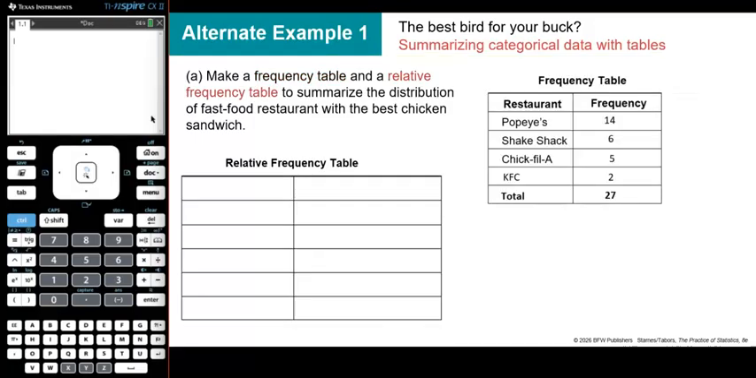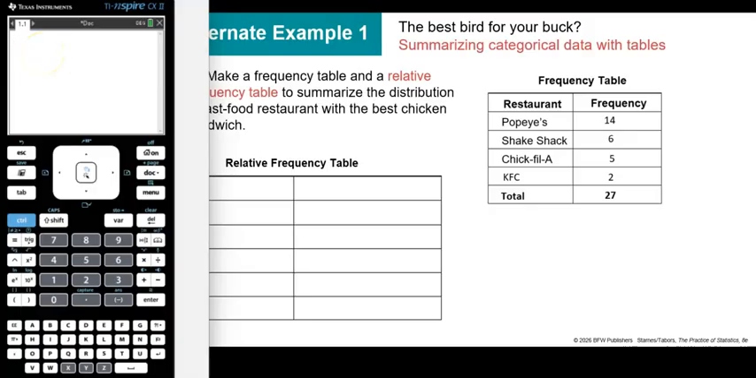So what's a relative frequency table? What you would do is get your calculator out. So I have my calculator over here. And you would type in Popeyes is 14 divided by 27. If you put a decimal point in the problem, it'll give you a decimal. The other way, if you don't have the decimal there, is hit Control Enter, and that gives you a decimal. So Control Enter is the approximate symbol there.